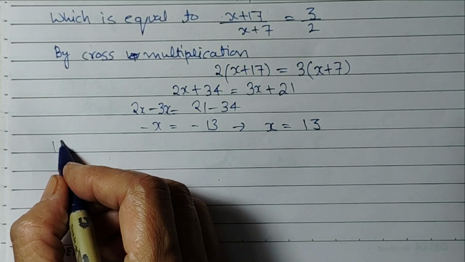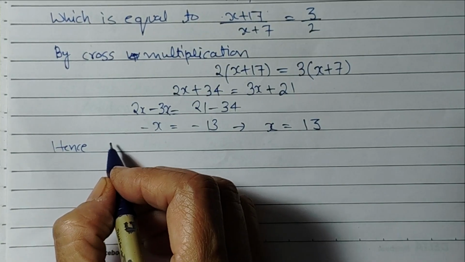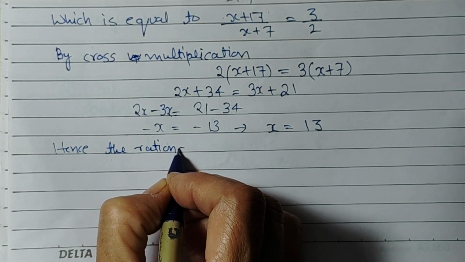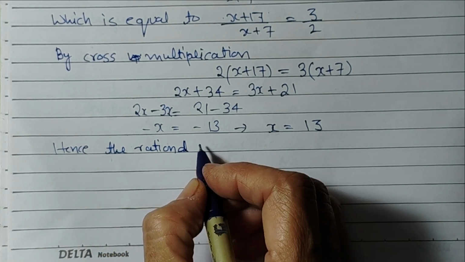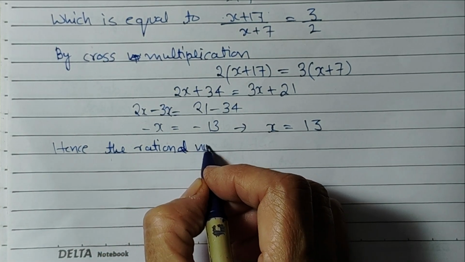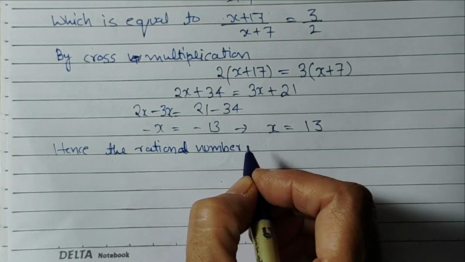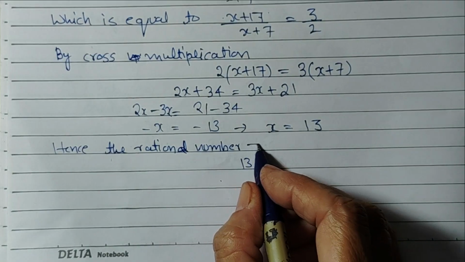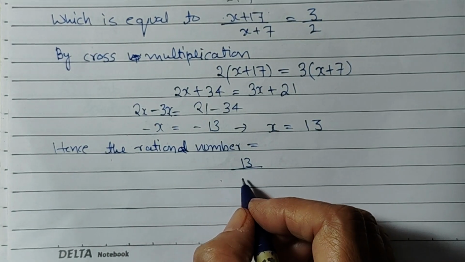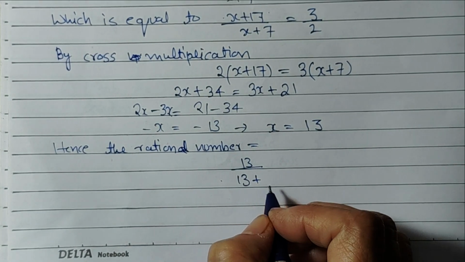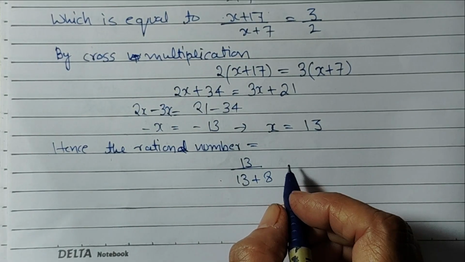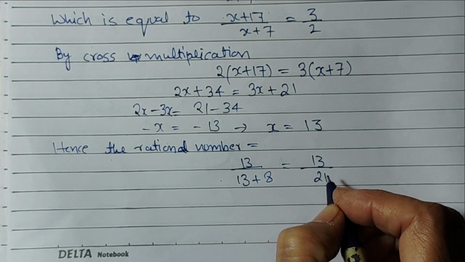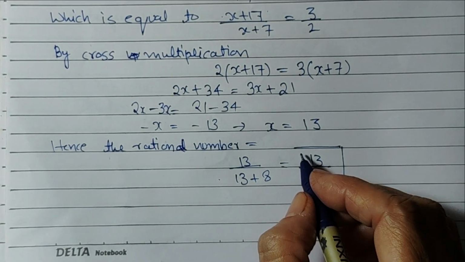Hence, the rational number is 13 over 13 plus 8, which is 13 over 20. This is the answer.